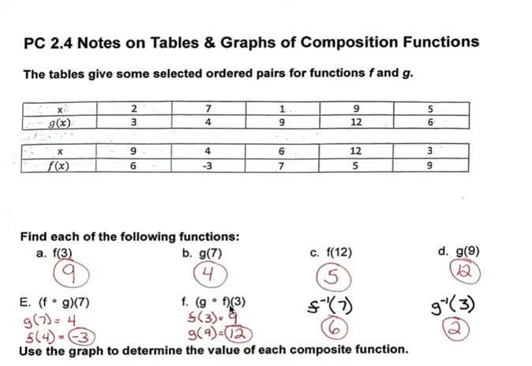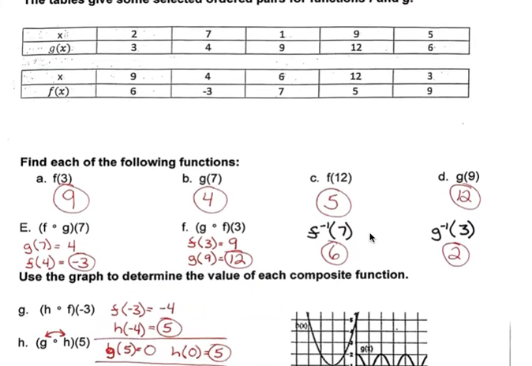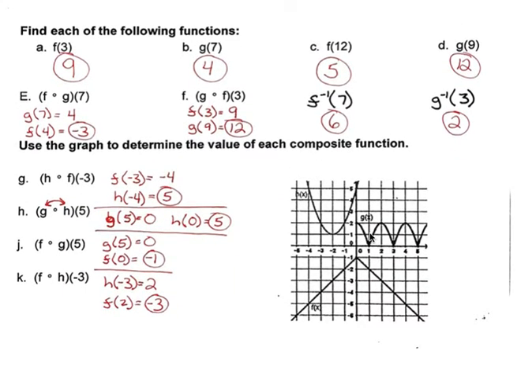G of f of 3, we go across the f table till we find the 3. That becomes the 9. Okay, you notice f of 3 is 9. Then we put that into the g of 9, so we cruise across the top till we get the 9, and we get 12. So that's how you do it looking at tables. Next, we're going to find graphs.